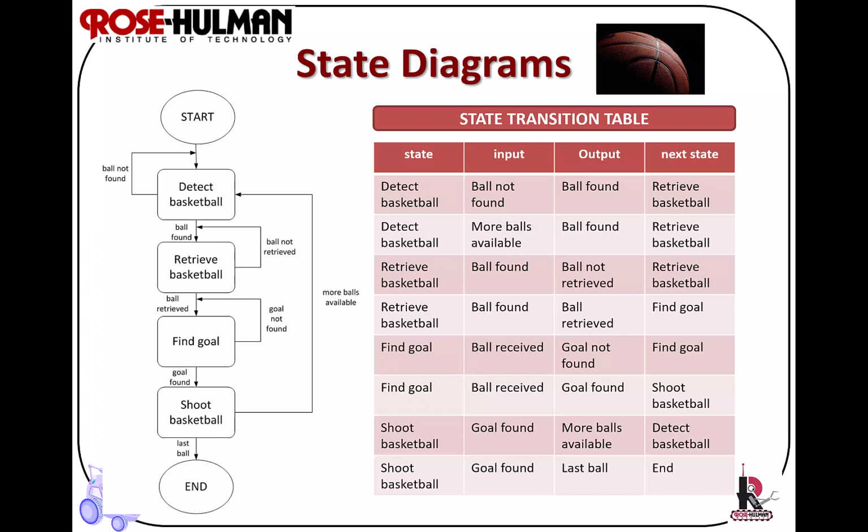Once the goal is found, it shoots the basketball. It then tries to detect if there are more balls available. If there are, then it goes back and starts over. And if not, then it ends. For a state transition table, you would list all of the states as shown here. Then you will have the input, and based upon that input, you show the next output.